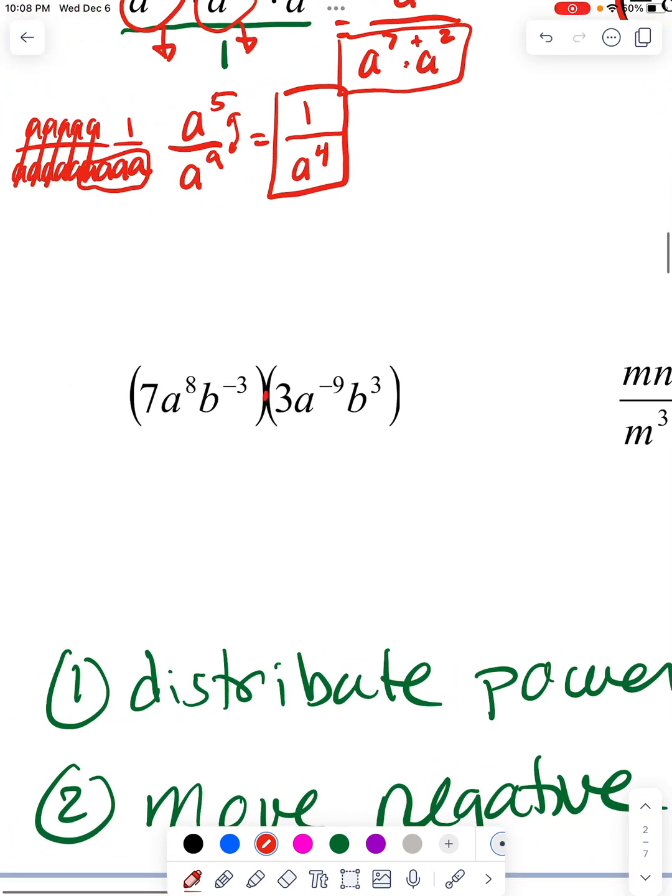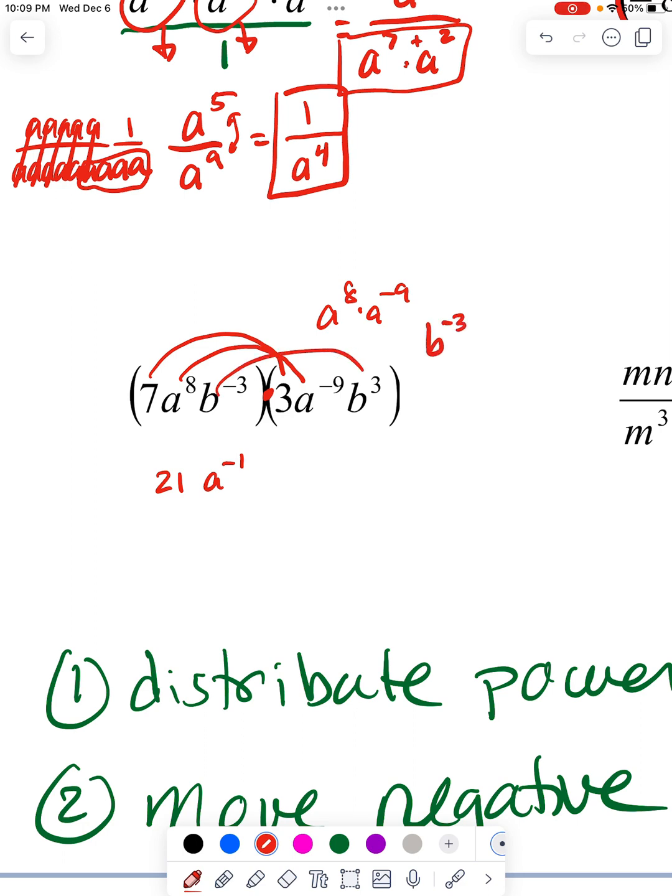All right, these are getting multiplied. I'm going to actually just go ahead and multiply everything first. So 7 times 3 is 21. This a to the 8 and a to the -9, if you had that as its own problem, you would add those powers, so it actually ends up being to the -1 power. And then here, you would have b to the -3 times b to the 3rd, which would be to the -3 plus 3. So that actually becomes b to the 0, which is just 1. So those just go away.